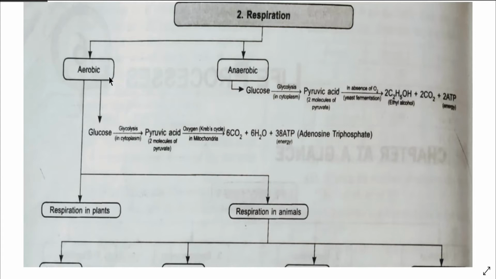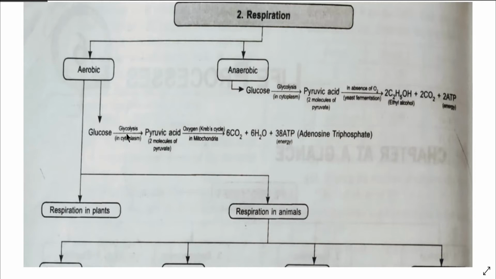Then what happens in aerobic respiration? Like in the nutrition topic, I explained to you that during the digestion, the complex food substances convert into the simple substances. Complex food substances like the carbohydrate convert into the glucose. The fat converts into the fatty acid and glycerol, and the protein converts into the amino acid. So this glucose then reaches each and every cell. Okay. Then in the cell what happens?